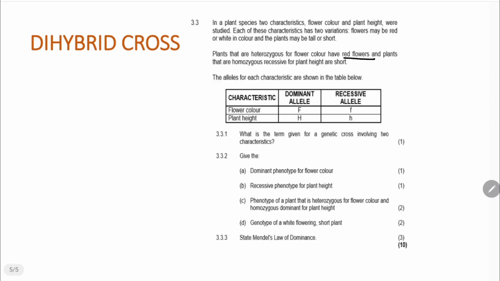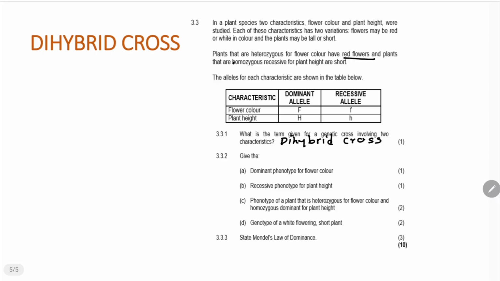And the plants that are homozygous recessive for plant height are short. Homozygous recessive simply tells me that the alleles used are small letters, and when we use the small letters, they are going to be short. So the allele for shortness is going to be recessive to the allele for tallness, right? Let's look at the question. 3.3.1. What is the term given for a genetic cross involving 2 characteristics? We call this a dihybrid cross. That is a dihybrid cross.